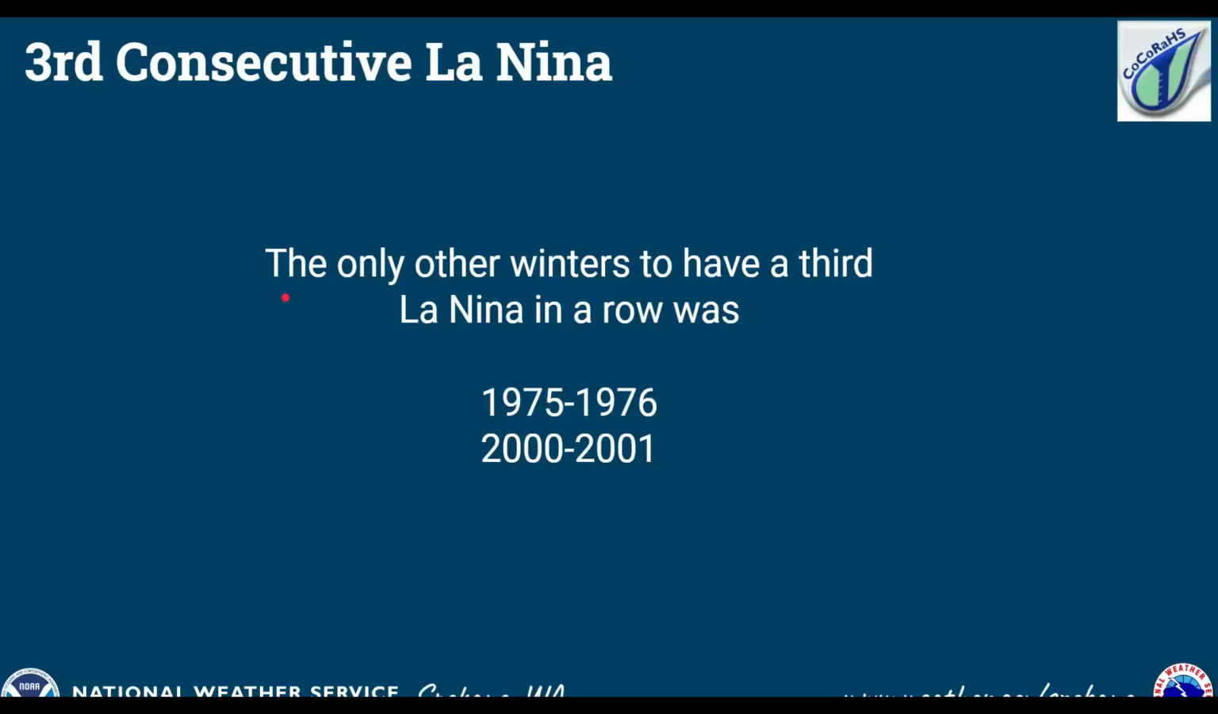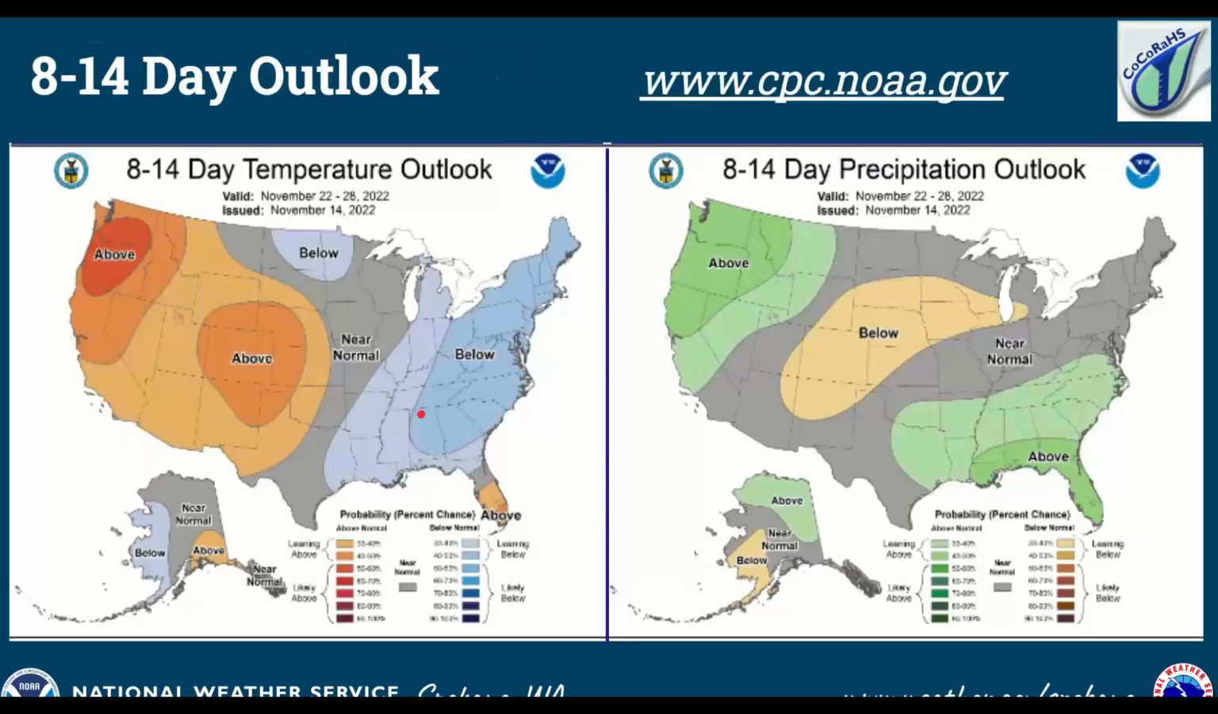And like I pointed out, this is going to be our triple dipper, 3 years in a row of a La Nina. And going back to 1950, this has only happened 2 other times. The winter of 2000 and 2001 was a third La Nina in a row, and also 1975 to 1976 as well. So let's look at the long range outlooks.